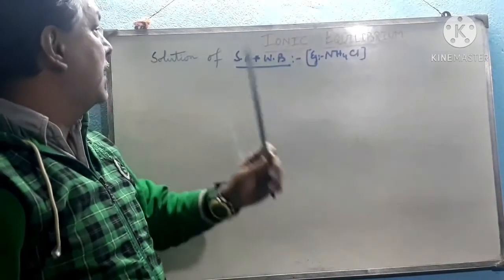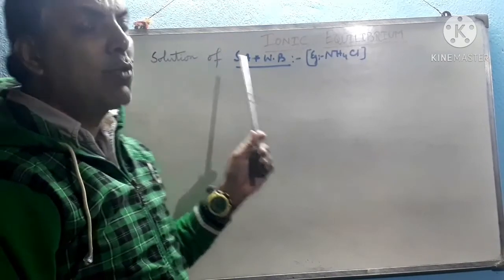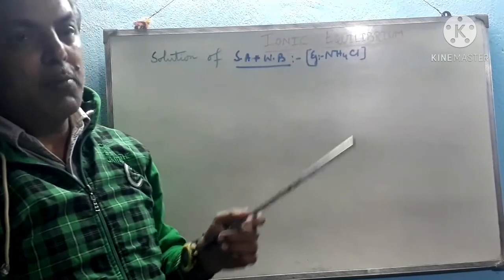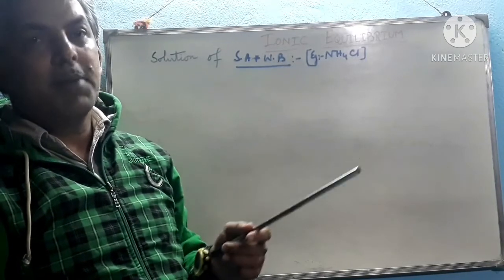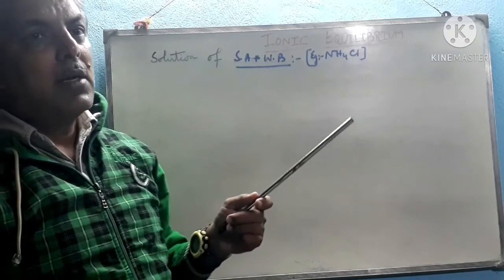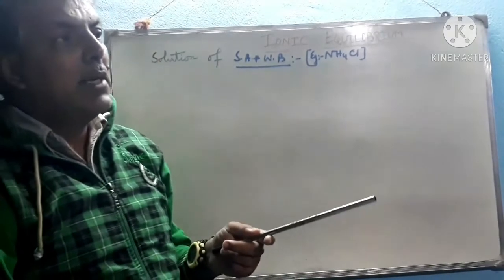Already we have seen that a solution of a salt which contains a strong acid and strong base doesn't get hydrolyzed, like sodium chloride, potassium nitrate, potassium chloride, sodium nitrate, sodium sulfate, potassium sulfate. All these salts are salts of a strong acid and a strong base. That's why they do not get hydrolyzed.